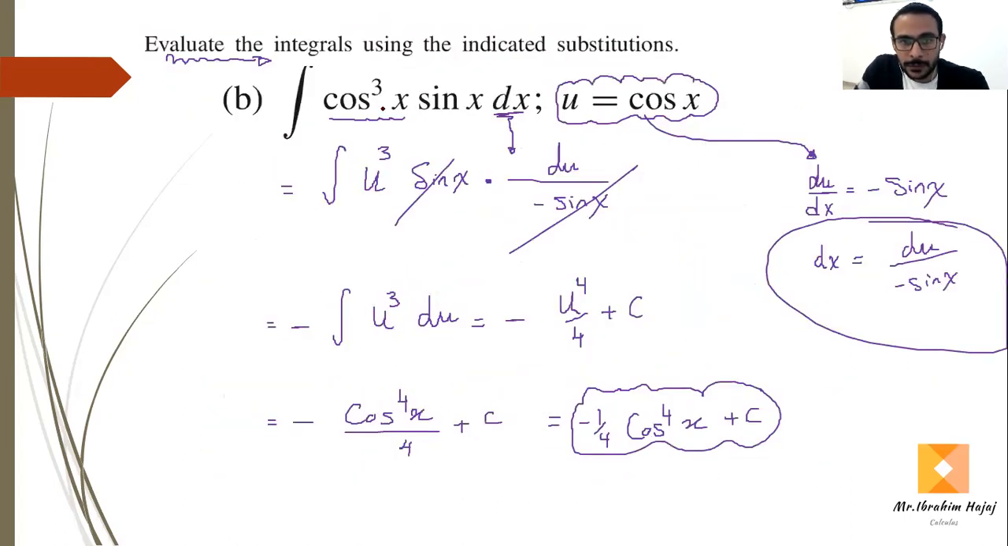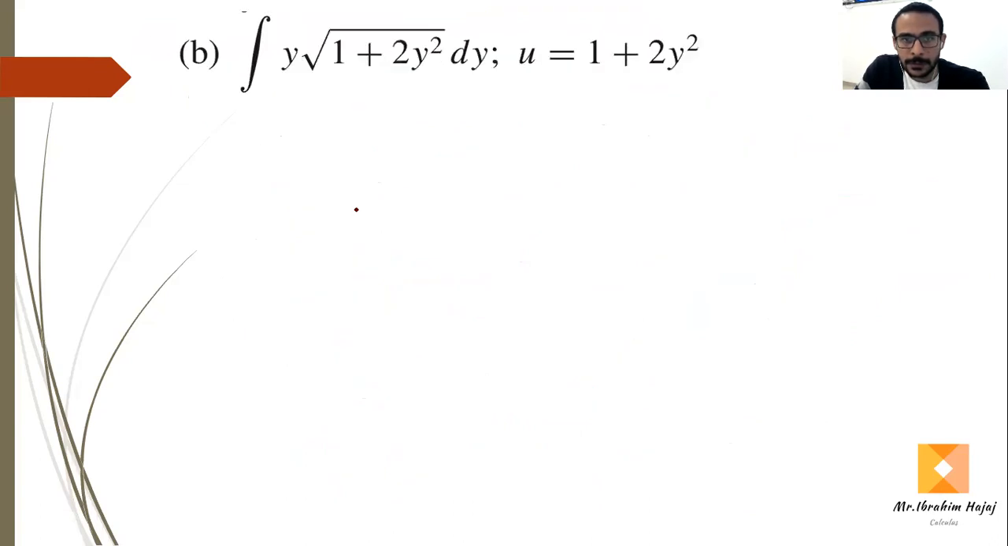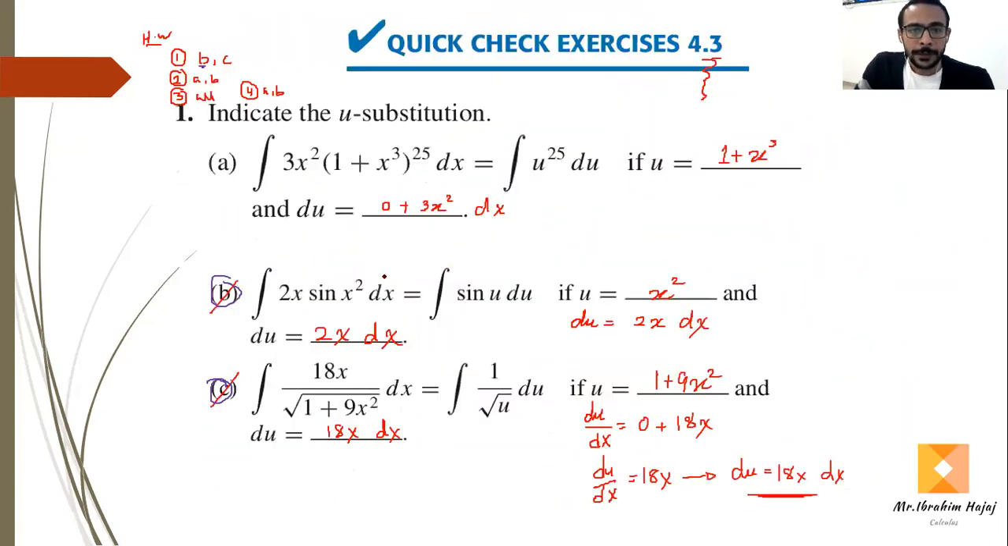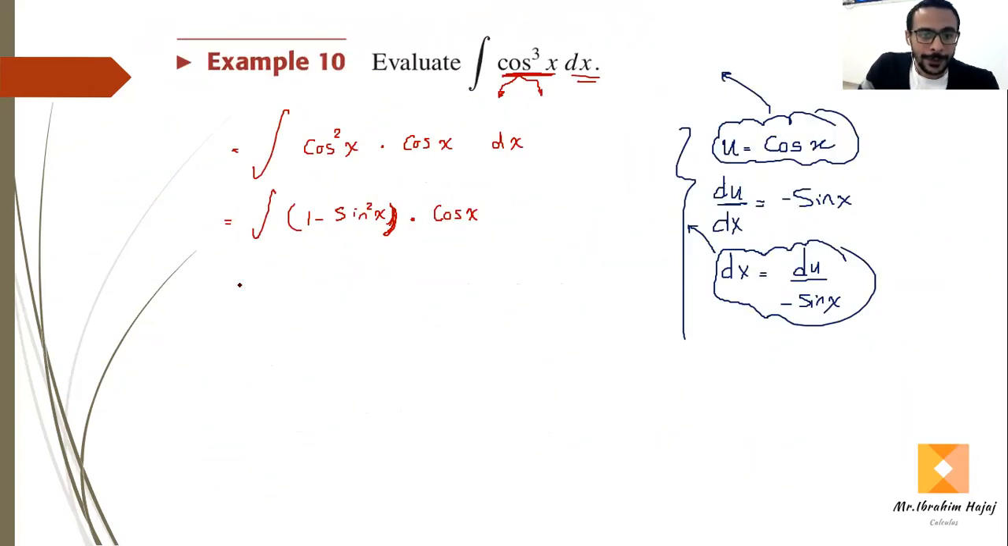Another question, this one, letter B: the integral of cosine cubed x dx. You said we can replace it by what? 1 minus sine squared. Okay, so it equals the integral of cosine x minus sine squared x cosine x.